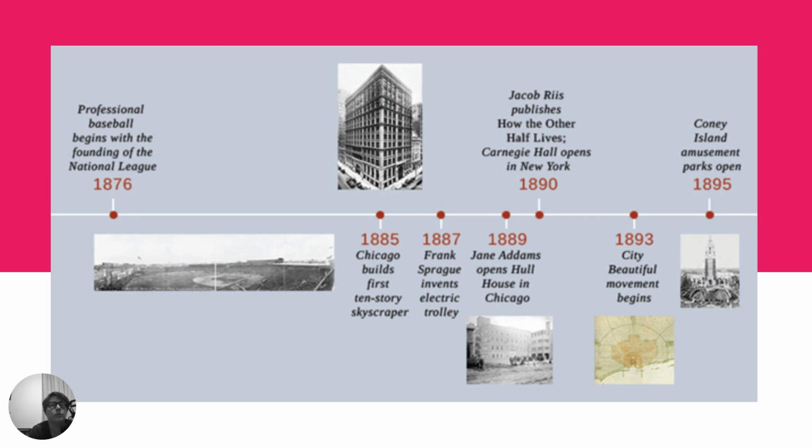All right, so baseball is invented in 1876. We have a 10-story skyscraper in 1885. Electric trolley in 1887. Hull House, Jane Addams, is in 1889. Jacob Riis publishes How the Other Half Lives in 1890. City Beautiful is in 1893. And Coney Island opens in 1895.